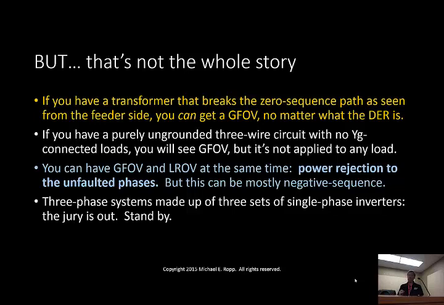Now, that can be an issue because there's a big negative sequence current component there. I've got a two-phase source. Upstream transformers may have some issues with that. But in terms of overvoltages and things, no problem, right? No power rejection of the unfaulted phases, no ground fault overvoltage. It works just fine.